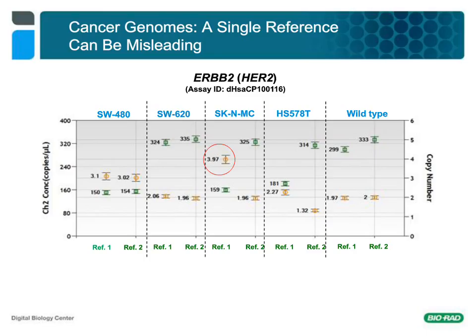So due to the heterogeneous nature of tumors, a single reference is often inadequate for calling copy number. Shown here are 4 cancer cell lines tested with HER2 and 2 different references. In the first 2 cell lines, the HER2 copy number is identical for these cell lines. However, for SKNMCs and HS578Ts, the choice of reference alters the copy number call.